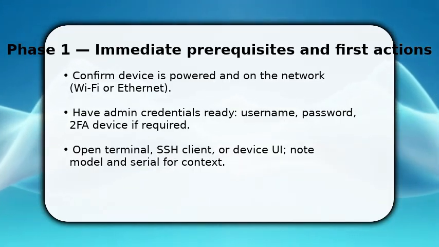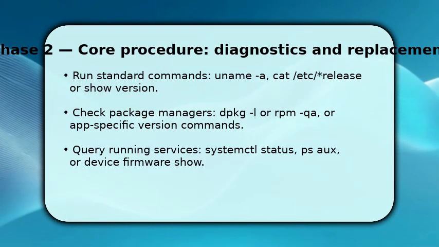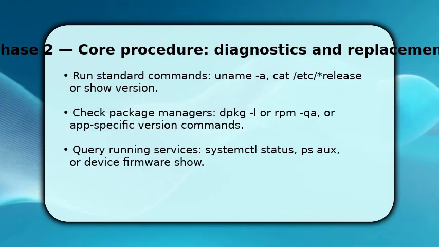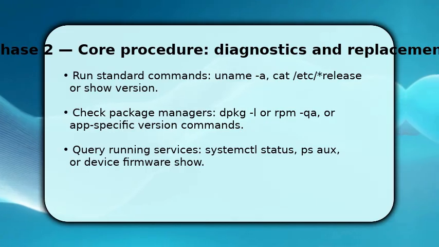Start with OS-level commands like uname and release files to get kernel and distribution versions. That explains the base environment. Then query package managers or application-specific binaries to list installed package versions, because installed software can differ from firmware.